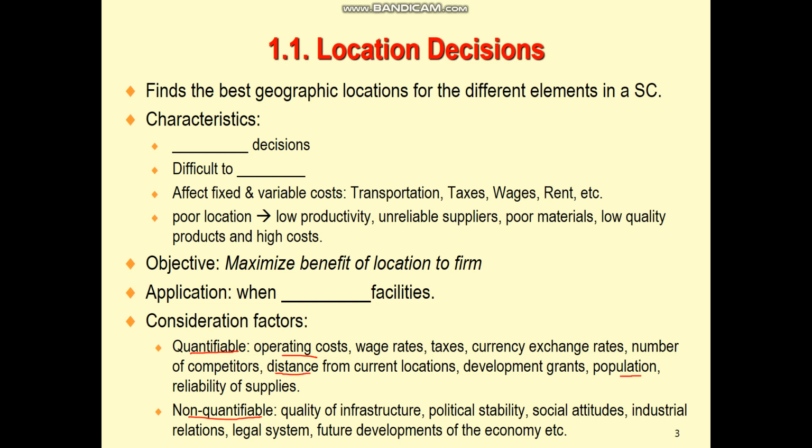How about non-quantifiable factors? Those factors are uncountable. For example, like quality, we cannot count quality. The quality of infrastructure or social attitudes, we cannot just measure the social attitudes by number, right? So it's uncountable. Or legal system, so on and so forth.